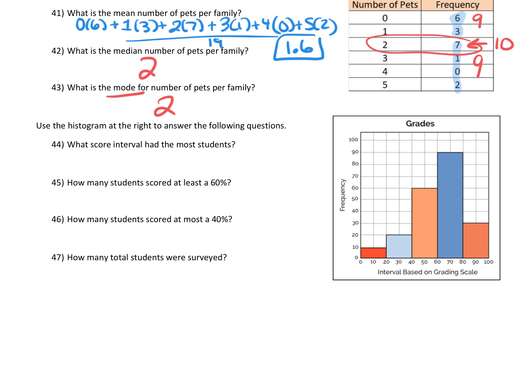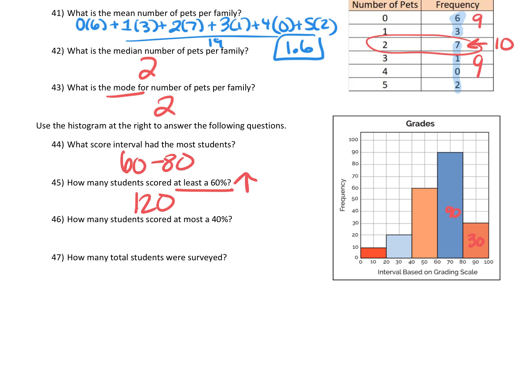All right, histogram. What interval had the most students? Would have been 60 to 80. How many students scored at least 60? So that's 60 or above. So that's these two pillars, so 90 students plus 30 students, so 120 students.